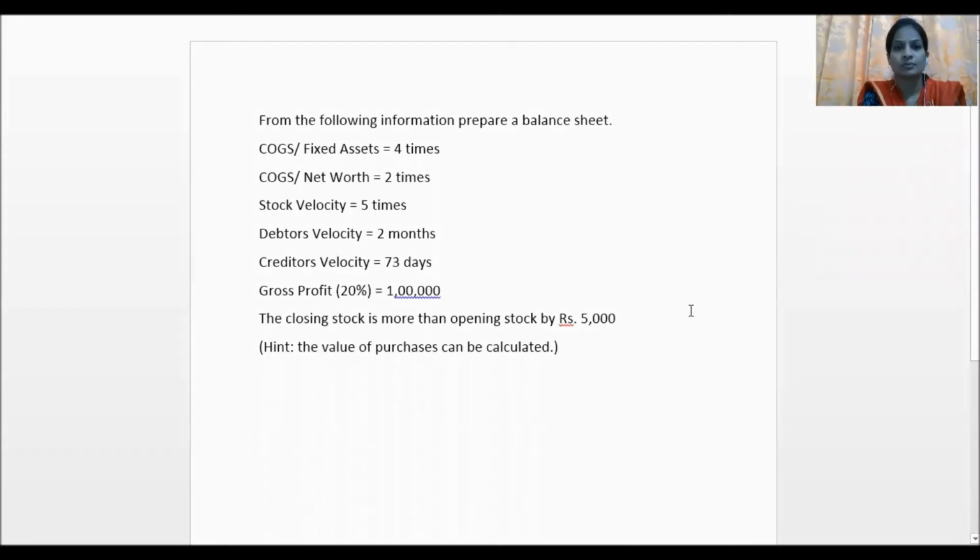Good morning all. In today's lecture, we are going to see how to prepare a balance sheet from the given ratios. Now, as we have discussed in the earlier lectures, whenever you have a sum like this, you need to mainly concentrate on the amount which is given in the sum. Now, if you read all the details here, you can easily identify that in terms of amounts only you have one amount available, that is of gross profit.